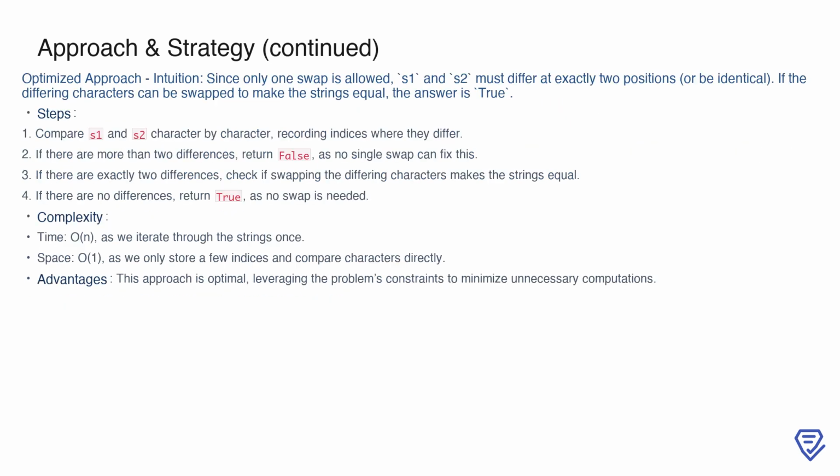A more efficient solution is the optimized approach based on understanding the problem's constraints. If only one swap is allowed, s1 and s2 must differ at exactly two positions or not differ at all. Using this insight, we can break the solution into clear steps. First, compare s1 and s2 character by character and record the indices where the characters differ. If there are more than two differences, it's impossible to fix the strings with a single swap, so we return false. If there are exactly two differences, we check if swapping the mismatched characters makes the strings equal. Finally, if there are no differences, the strings are already identical, and we return true.